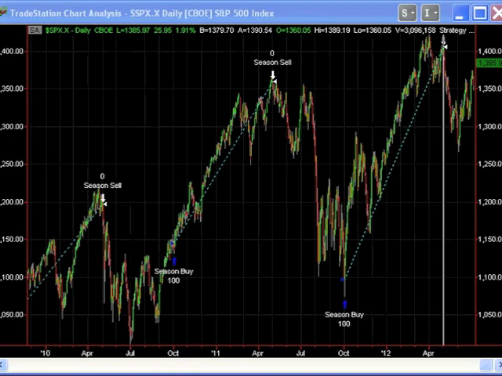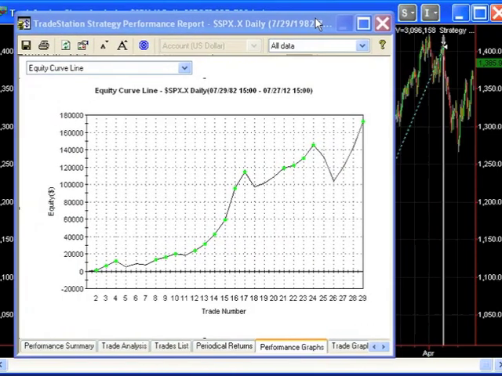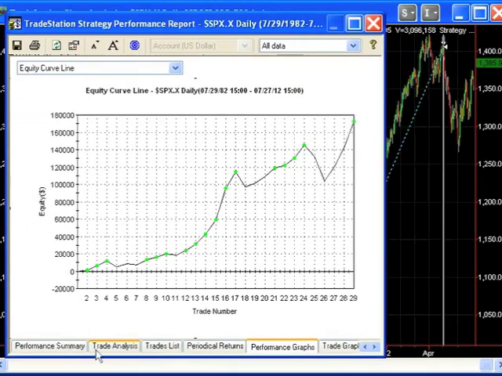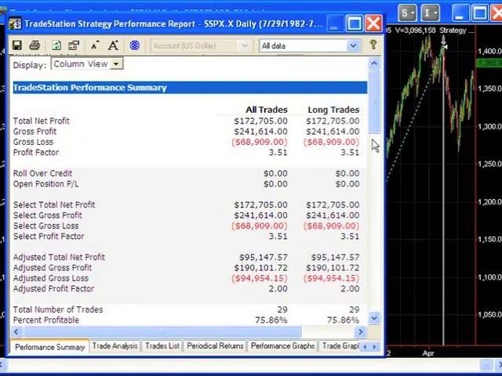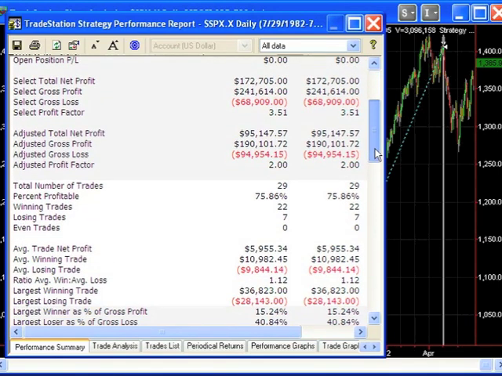I was curious about this study. I haven't looked at it in a while, and how has it been doing? This is the equity curve. You can see it's been a very profitable type strategy, and trading 100 shares generates these results. These are very nice looking results.